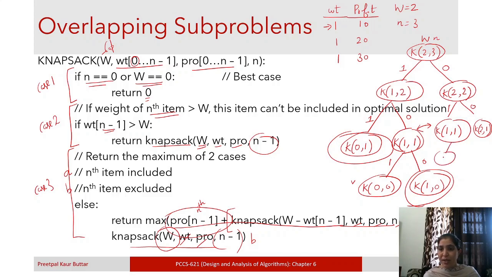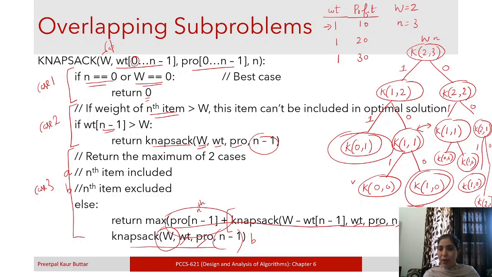We solve this problem here also, and again here also we are solving this problem. So it will result in the same tree: K(0,0) and K(1,0). And for 2, 1, you can include the item which is left or exclude the item. If you include the item, then the weight left is 1 and items left are 0, and if you exclude it, then the weight is 2 and the items are 0.